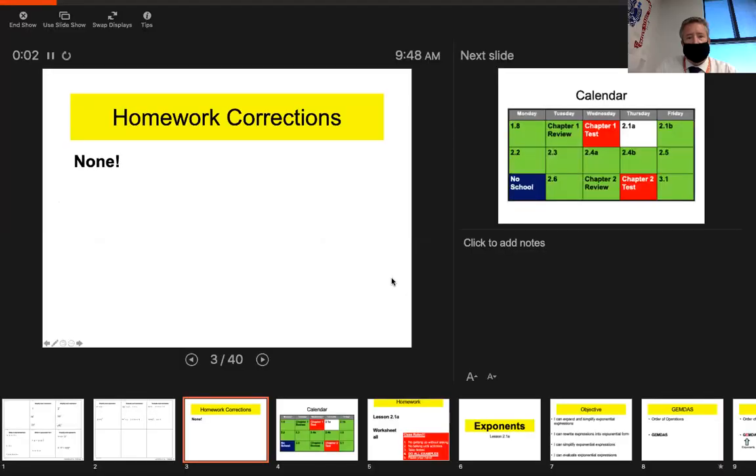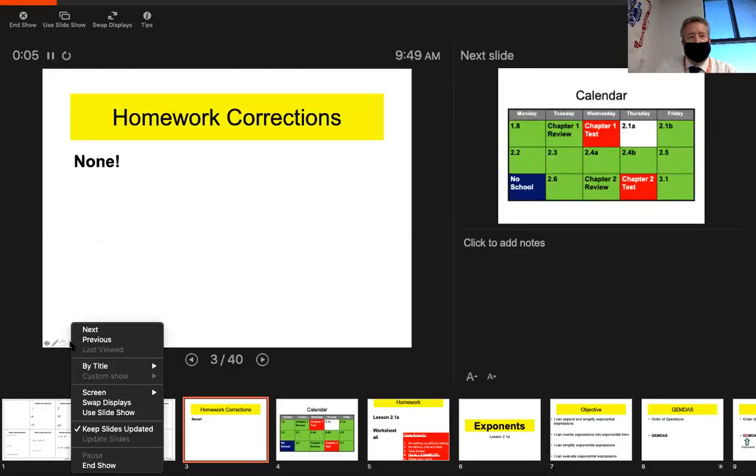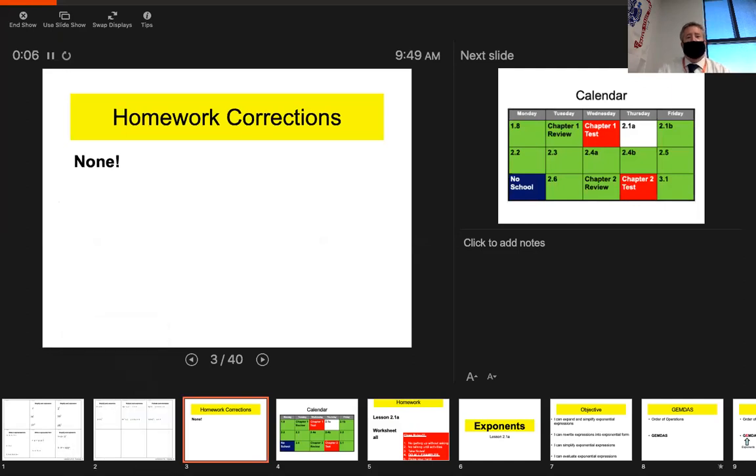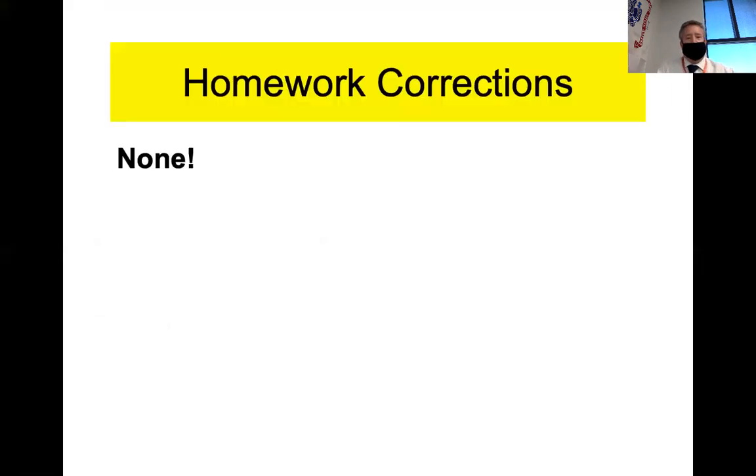Can we do the worksheet? The worksheet, can we do the worksheet? You will do the worksheet, but no, I'm not going to hand you the worksheet as the first thing.